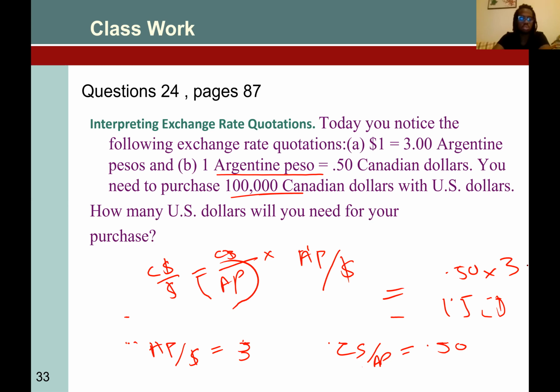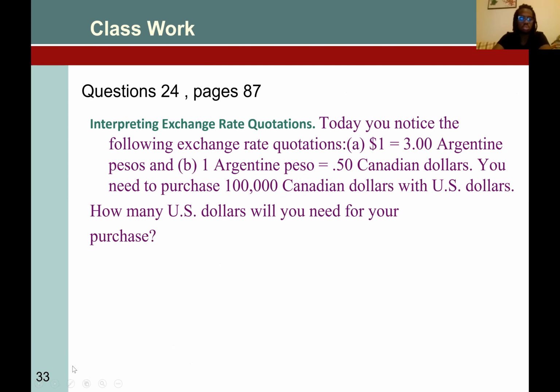Can I remove it? I think I should write here. So now we need to convert. We have Canadian dollar over dollar, which is 1.5, and we have 100,000 Canadian dollar. So how many dollars are going to be needed? So you divide it with 1.5. Answer would be 66667. Or let me erase it and show you the solution here.